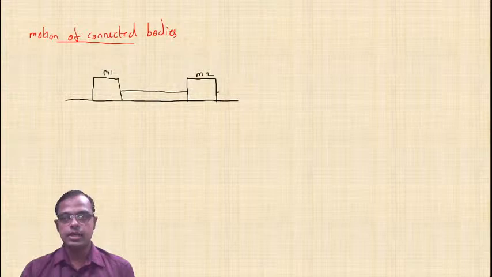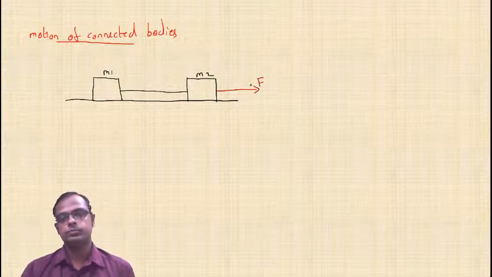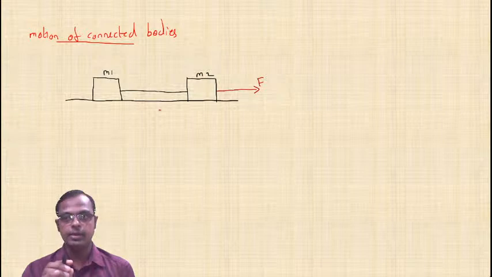Now, someone is applying a force on M2. That means someone is pulling M2. In the previous case we were discussing pushing, so here we can say pulling. Now you tell me, what will happen when the force F is applied on M2? M2 and M1 are connected with an inextensible string. Inextensible string means the string will never extend when the force is applied.